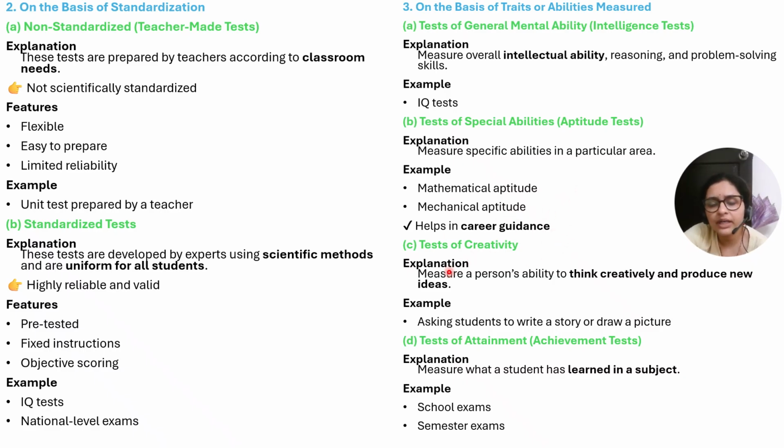Then tests of creativity. They measure a person's ability to think creatively and generate new ideas. For example, asking students to write a story or draw a picture. Tests of attainment, or achievement tests, measure what a student has learned in a particular subject. School exams and semester exams. These tests of attainment are related to school.